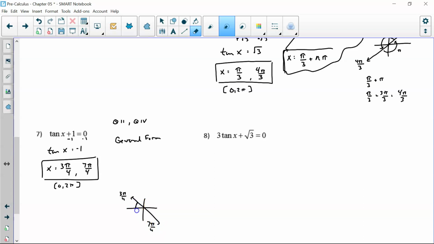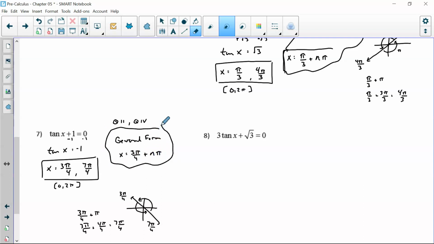What I do is if I add 3 pi over 4 plus pi, that's 3 pi over 4 plus 4 pi over 4, which is 7 pi over 4. Do you see how it accounts for that next solution? And if we just keep adding pi, we're just going to keep going from solution to solution. So for our general form, x equals 3 pi over 4 plus n pi. There's our general form. Like I said, it varies from sine and cosine because our period is only pi.